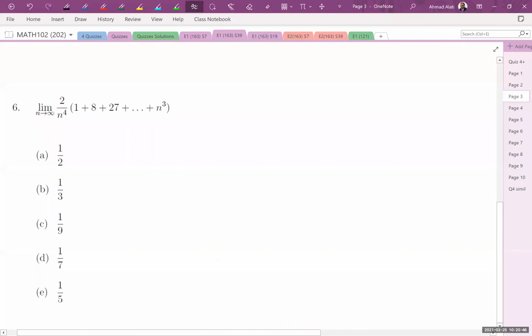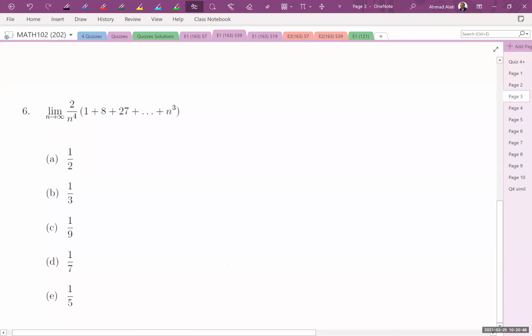Okay, how to find this limit, ya Shabab? Please.